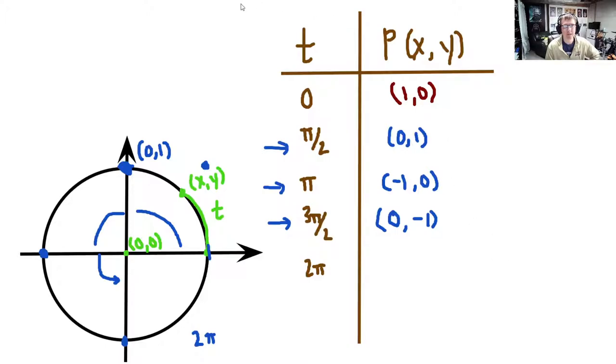Okay, and then 2 pi, that's the painfully easy one, because that brings us all the way around the circle, right? So what point do we end up at? What's our terminal point? It's still this one, which has the coordinate 1, 0.